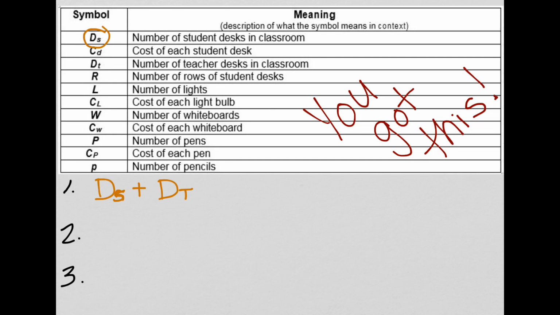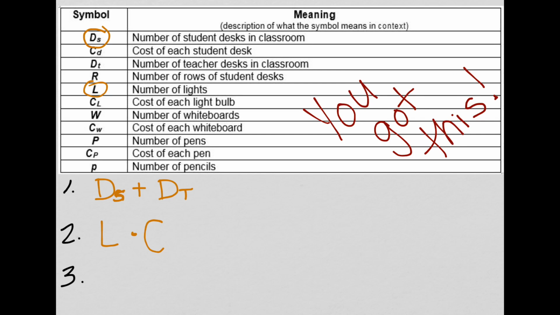Sometimes you can put numbers in to help this make more sense to you. Maybe we have, I don't know, 60 light bulbs in my classroom, but if each light bulb cost $2.50, how much would it cost to replace all the light bulbs? Okay, well, you would take the number of lights, that's going to be L, and you would have to multiply that by the cost of each light bulb.